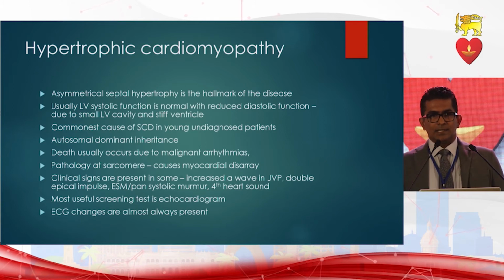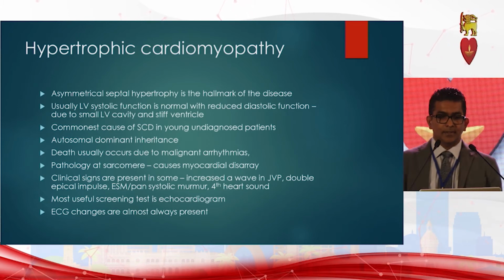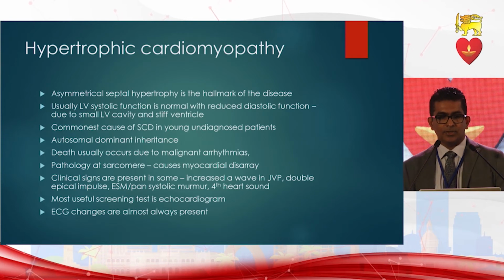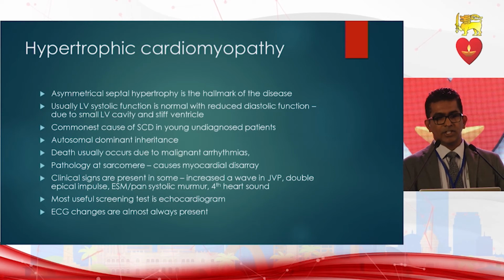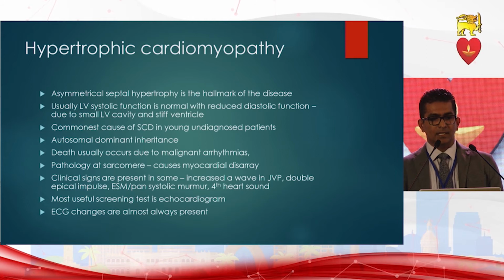Usually this has a genetic inheritance, autosomal dominant. Death usually occurs not due to heart failure, but due to the malignant arrhythmias like ventricular tachycardia and ventricular fibrillation. So there is a genetic abnormality causing pathology at sarcomere, causing myocardial disarray.